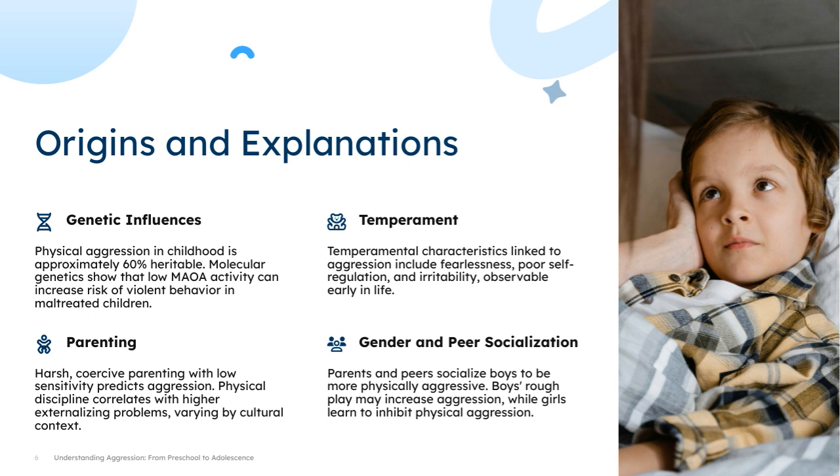Finally, we see gender and peer socialization shaping aggression differently for boys and girls. Boys are often socialized by parents and peers to be more physically aggressive, with rough play increasing aggressive tendencies. On the other hand, girls generally learn to inhibit physical aggression through social expectations. The image of a parent gently comforting a child here reminds us that early caregiving and emotional support can be powerful influences, potentially buffering against the development of aggressive behaviors.